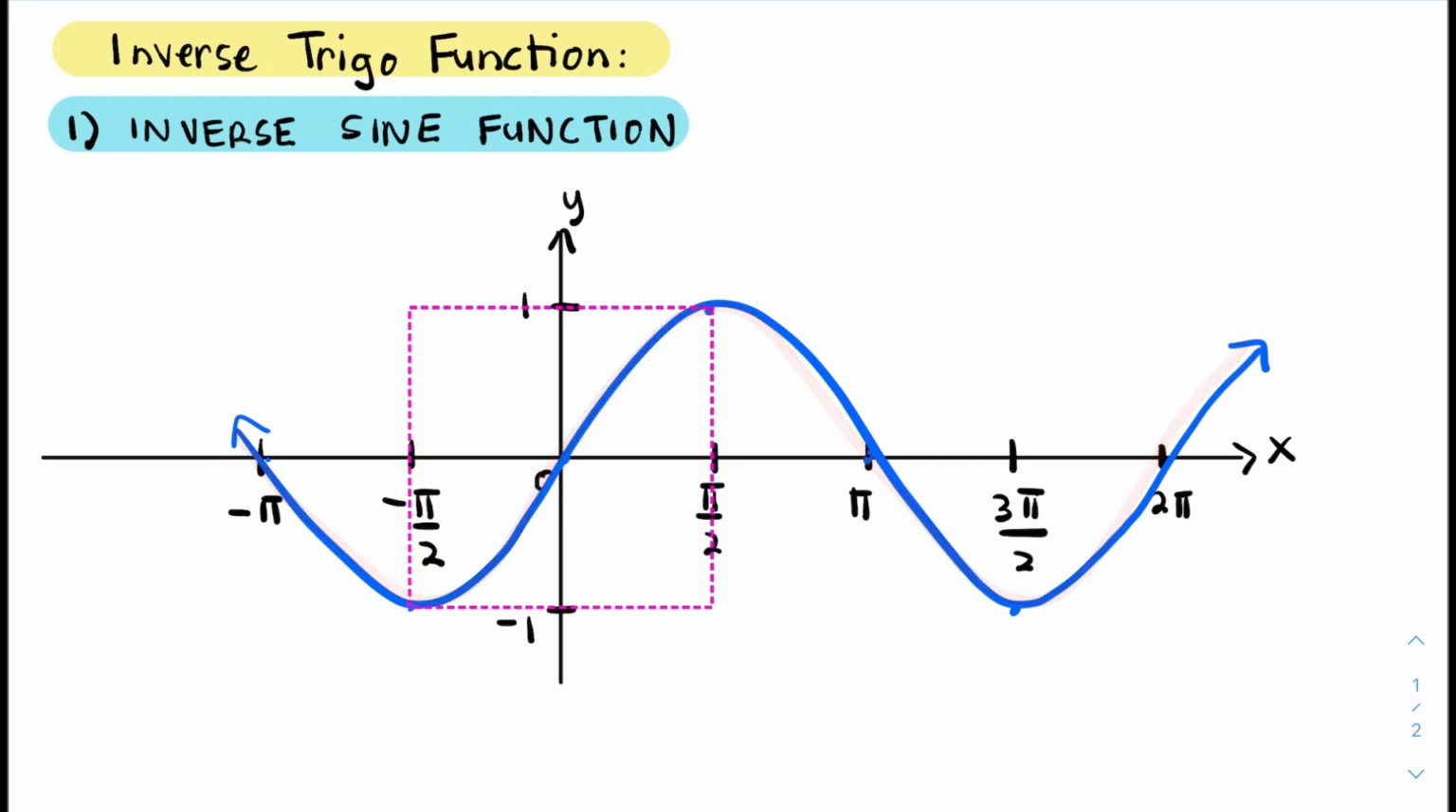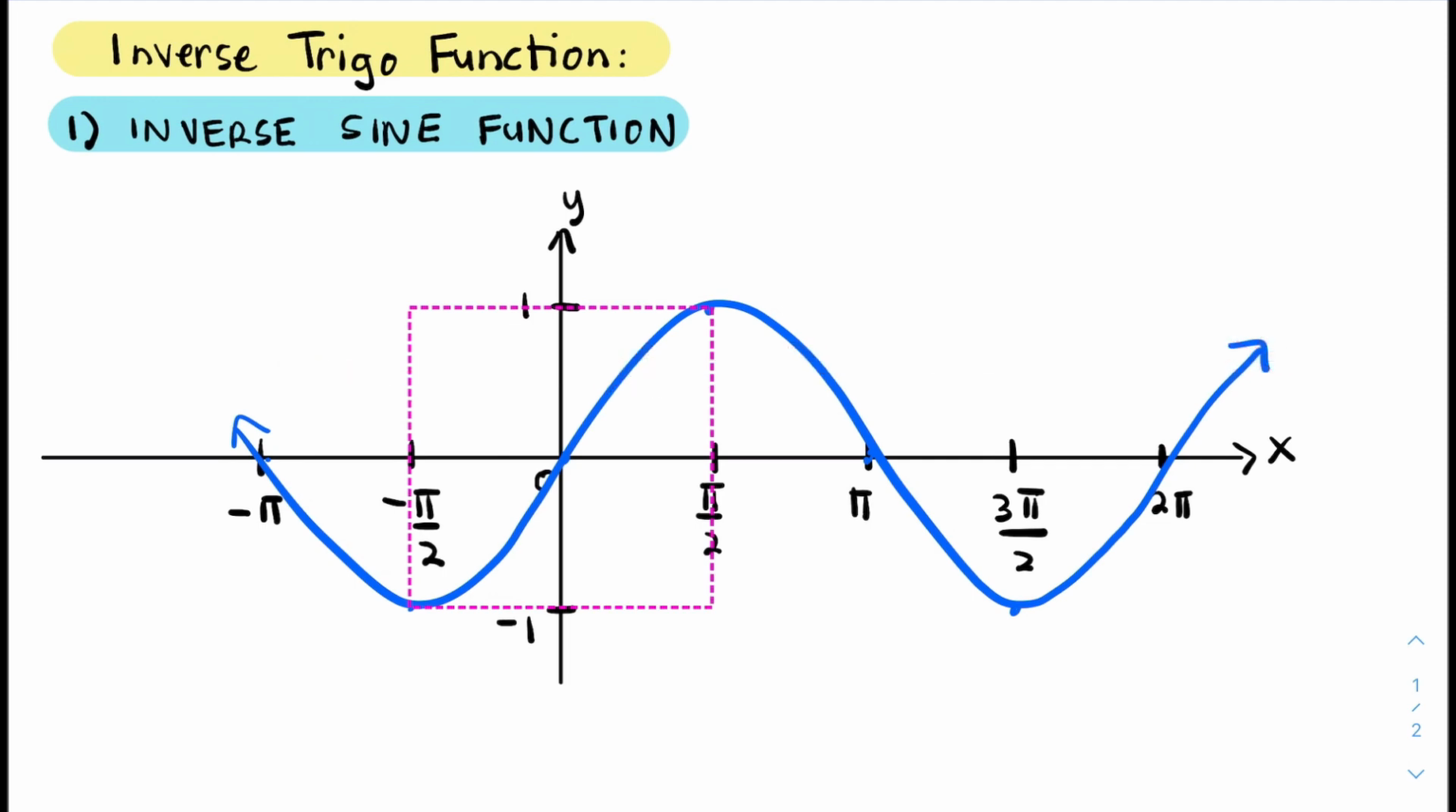Remember that when you want to have an inverse function, it must be a one-to-one function. So how do we determine a one-to-one function? You can do a test called the horizontal line test. If you draw the horizontal line anywhere on the graph, you will see two or more intersections. So here, the horizontal line test fails.